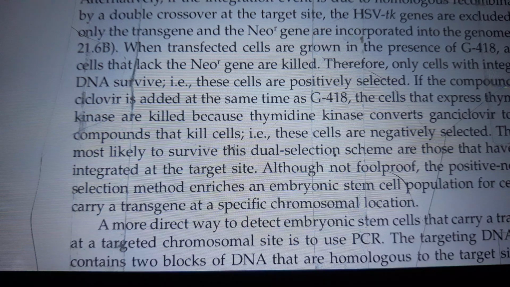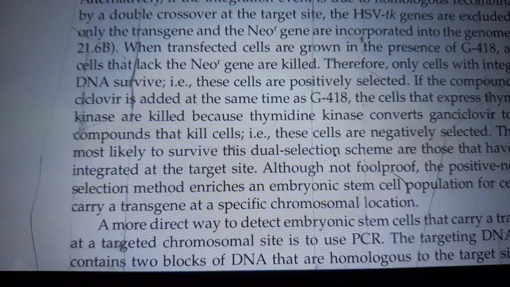Alternatively, the integration event is due to homologous recombination by a double crossover at the target site. The HSV TK genes are excluded and only the transgene and the NEO gene are incorporated into the genome. When transfected cells are grown in the presence of G418, all the cells that lack the NEO gene are killed. Therefore, these cells with integrated DNA survive, that is, these cells are positively selected.